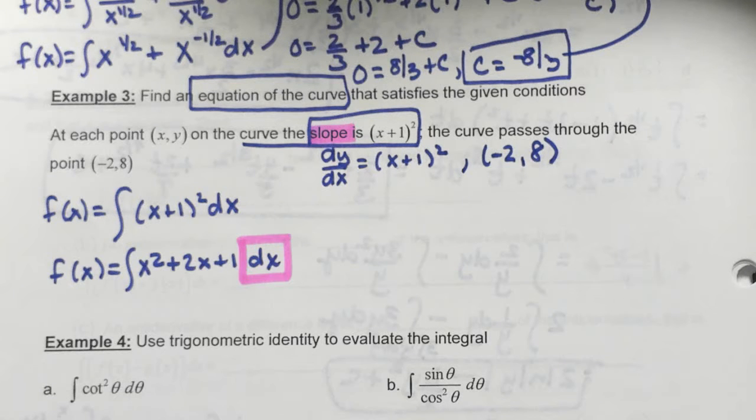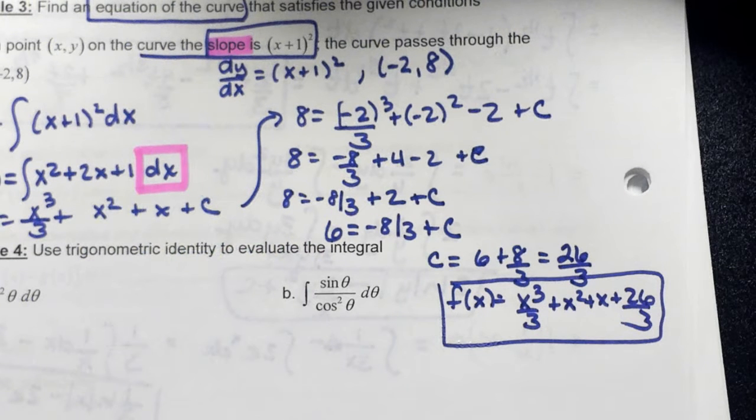You guys go ahead and finish the problem for me, integrate, and then use that initial condition to solve for c. So hopefully we all came up with what c value you get. 26 over 3, exactly. So you should end up with x to the third over 3 plus x squared plus x plus 26 over 3. So any questions? It's another way they could ask an initial value problem, wanting you to find the equation of a curve, giving you the slope formula.